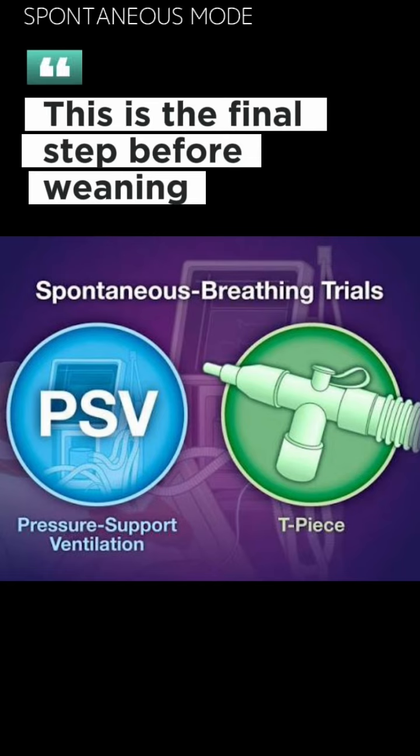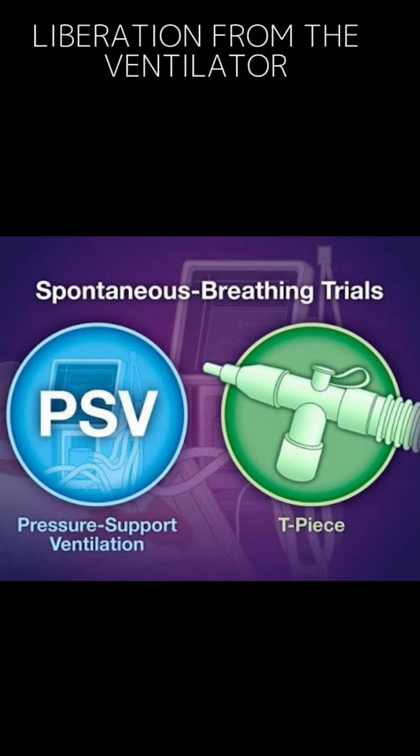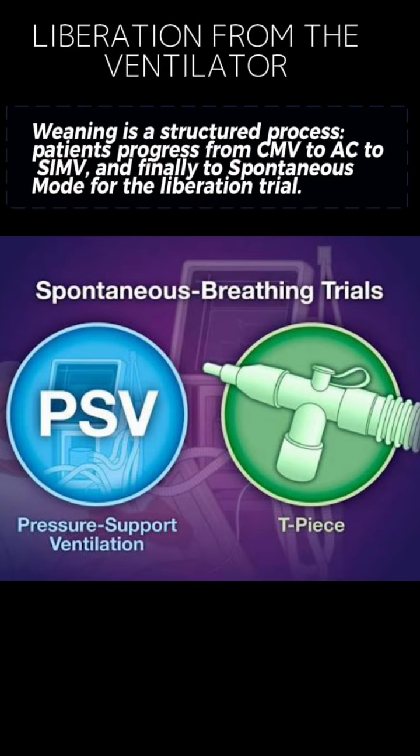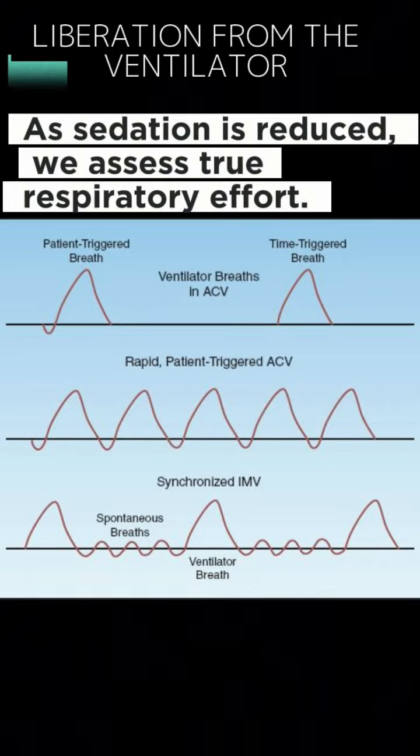Now let's talk about the liberation from the ventilator. So liberation from ventilator, weaning of a patient from ventilator. As we discussed, first usually patients are put on the CMV mode, then AC mode, then shifted to SIMV mode, then lastly into the spontaneous mode. Slowly and gradually we lift off the sedation and we try to put the patient in a spontaneous mode. We give a trial to see whether the patient is able to breathe or not.